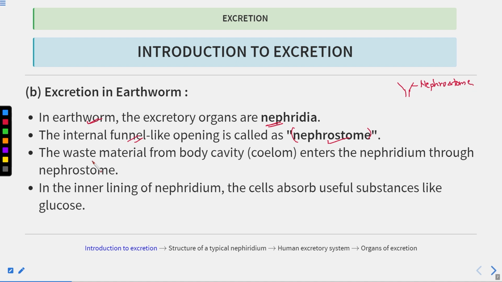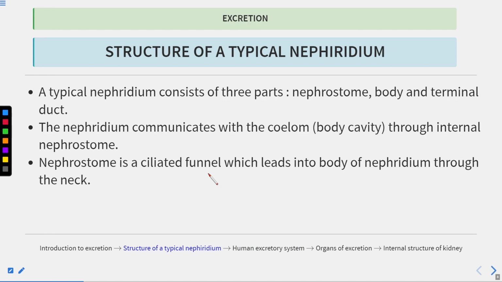Now the waste material from the body cavity, which is known as the coelom, enters the nephridium through the nephrostome. So all the waste material enters from the coelom, the body cavity, through the nephrostome. Now the inner lining of the nephridium: the cells absorb the useful substances like glucose. So glucose and other useful substances are absorbed by the cells present in the inner lining of the nephridium.